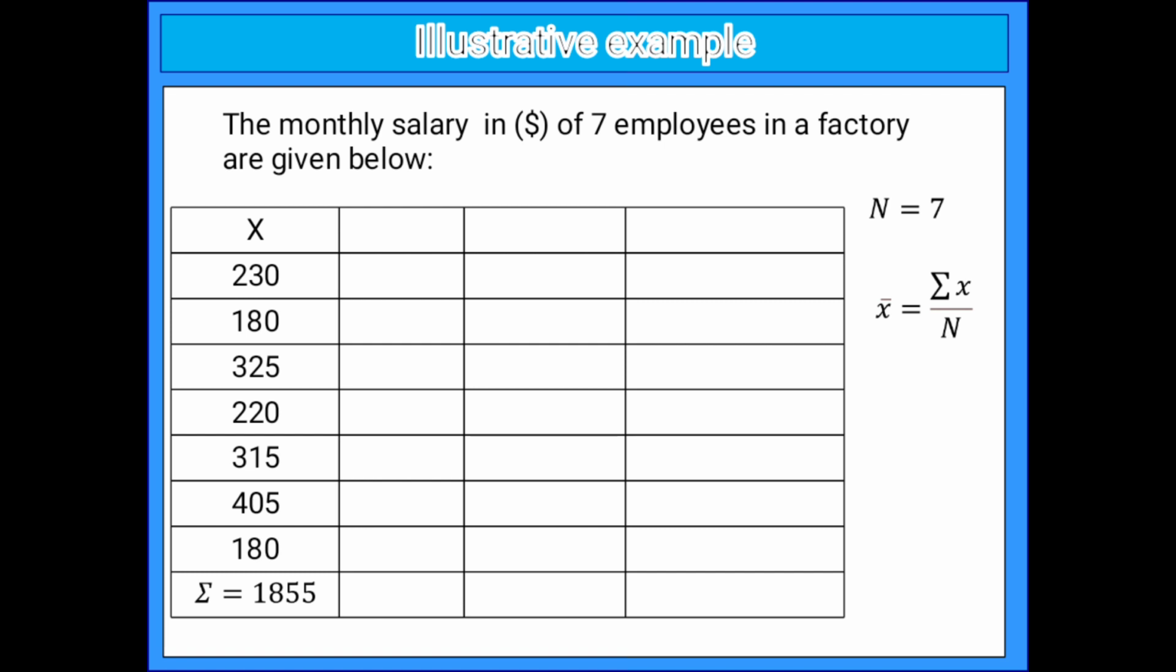And first off, of course, we need to determine the mean of our distribution. So use the summation of x divided by n. Summation of x means that we need to get the sum of all of the given data divided by the total number of data. So as you can see, we have 1,855 as our total, and then our n is 7. So 1,855 divided by 7 is 265. So that will be our mean.